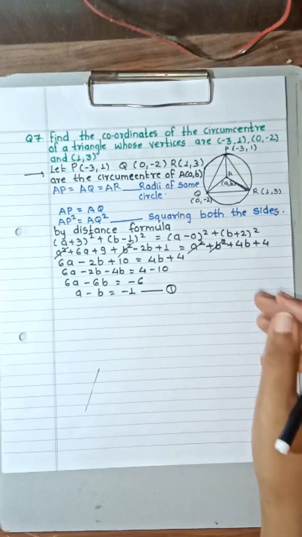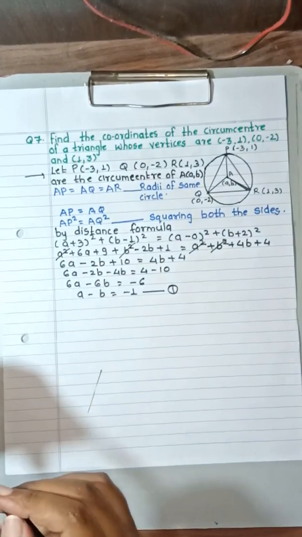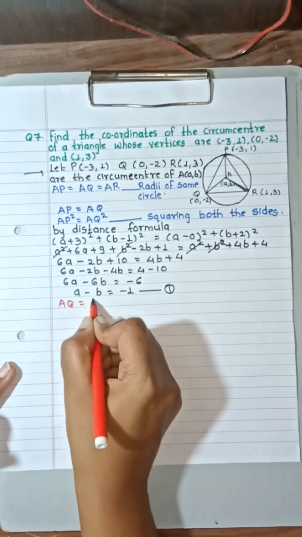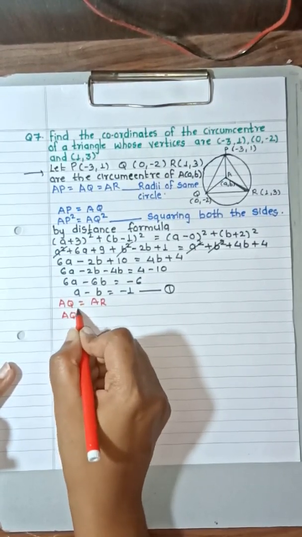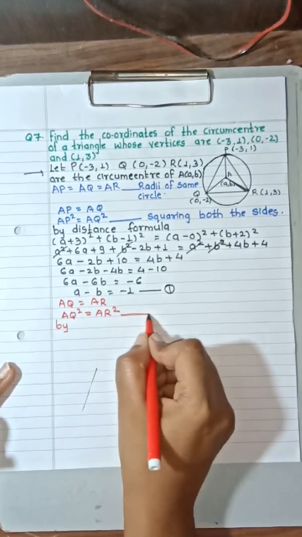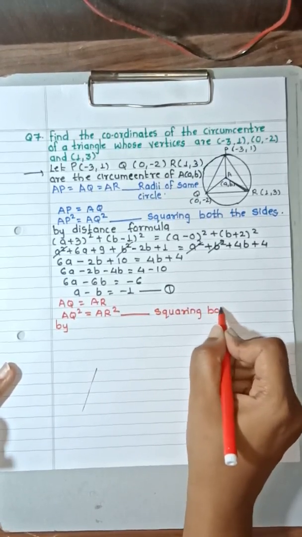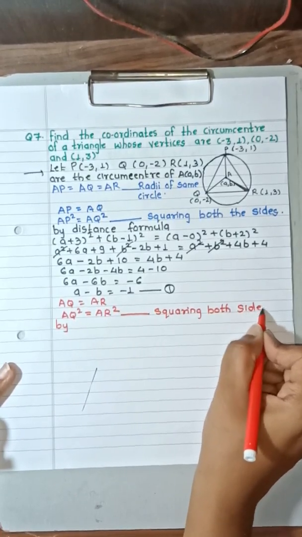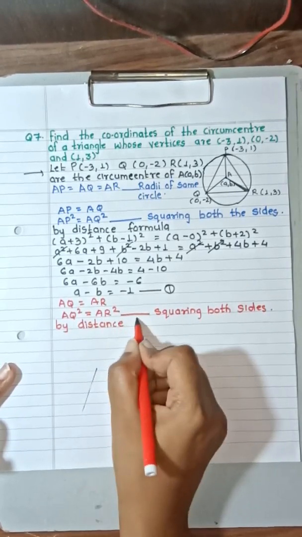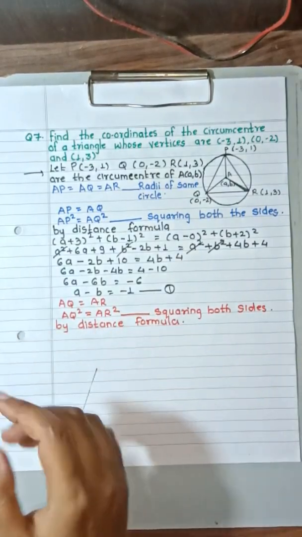Okay, now what we'll take, AQ is equal to AR. Okay, so I'll write down with another pen here. AQ is equal to AR and AQ square is equal to AR square. Now by distance formula, here you can write down by squaring both the sides. By distance formula, now as we have squared both the sides, the square root will go.